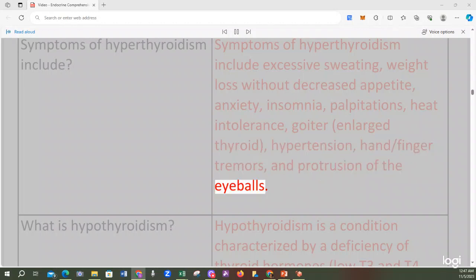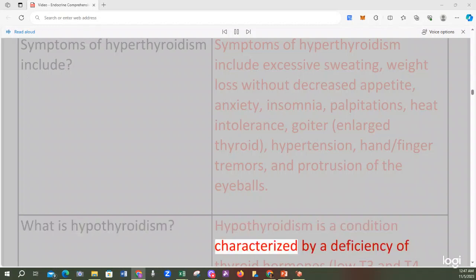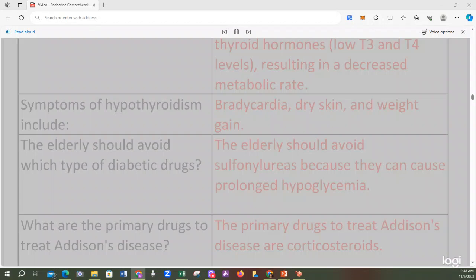What is hypothyroidism? Hypothyroidism is a condition characterized by a deficiency of thyroid hormones, low T3 and T4 levels, resulting in a decreased metabolic rate. Symptoms of hypothyroidism include bradycardia, dry skin, and weight gain.